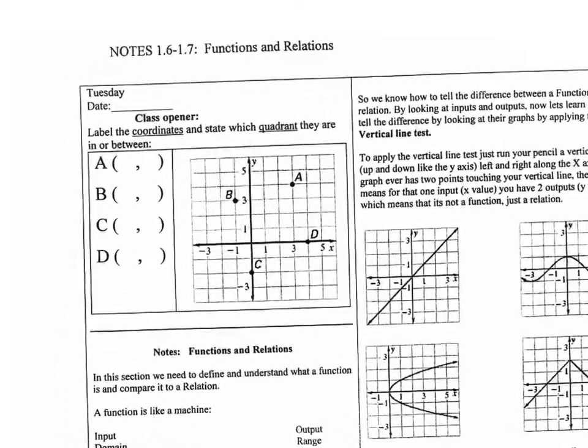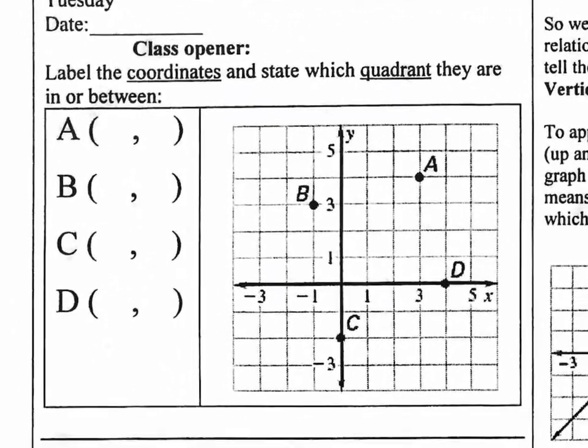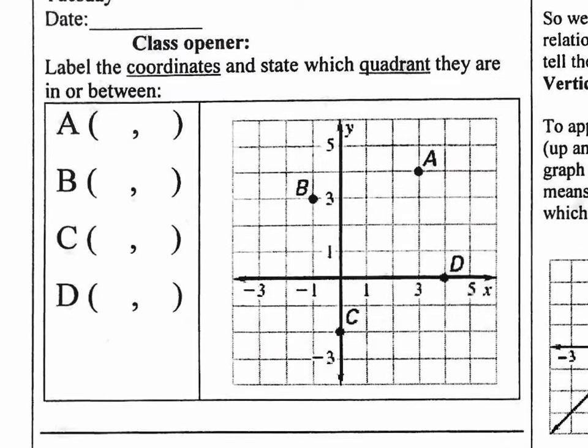So we all have this page of notes. Let's start by doing just a quick review on graphing. Go ahead and state the coordinates of those points. I want to hit pause. 3, 4. Why 3, 4? Because you go 3 on the x, 4 on the y. That's how to get to location A.